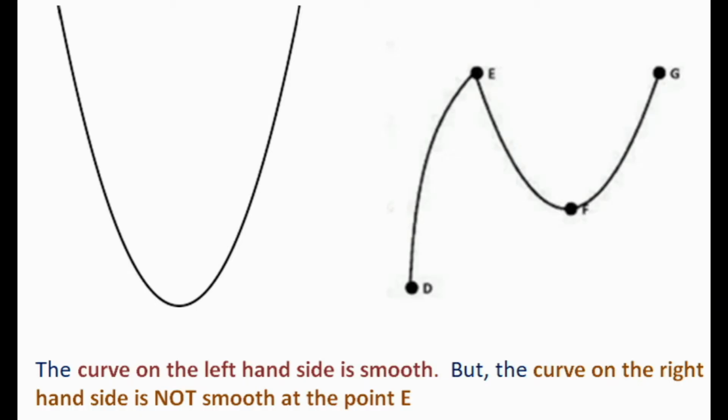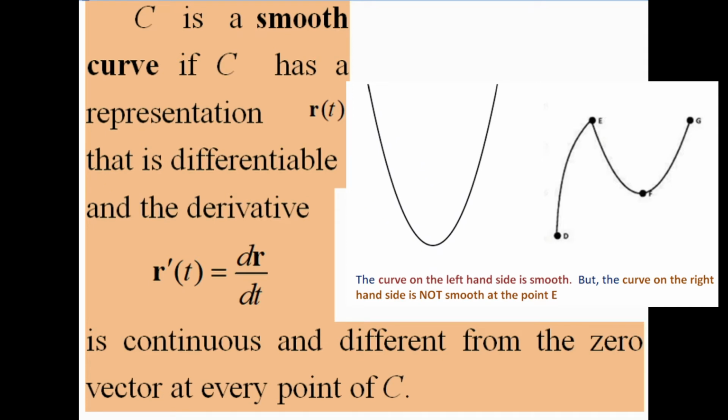We call the curve C a smooth curve if C has a unique tangent at each of its points whose direction varies continuously as we move along C. Mathematically, this is equivalent to saying that C has a parameterization r of t is equal to x of t i plus y of t j plus z of t k, where t varies over a and b, such that the vector valued function r of t is differentiable and the derivative r prime of t is equal to dr by dt is continuous and different from the zero vector at every point of C.